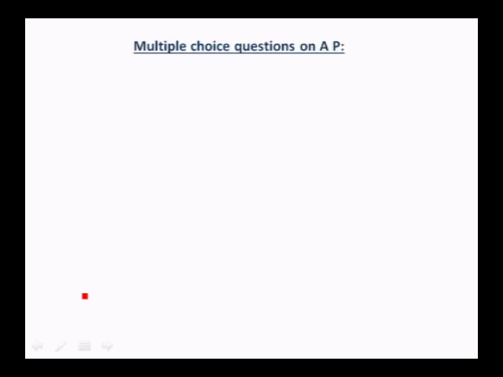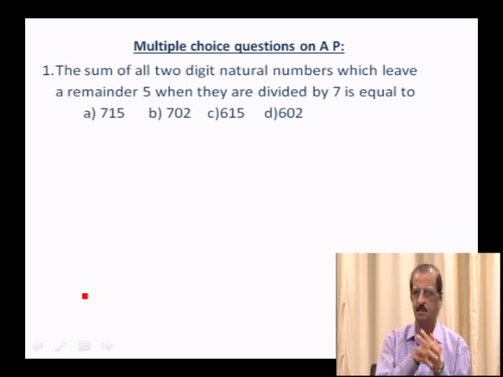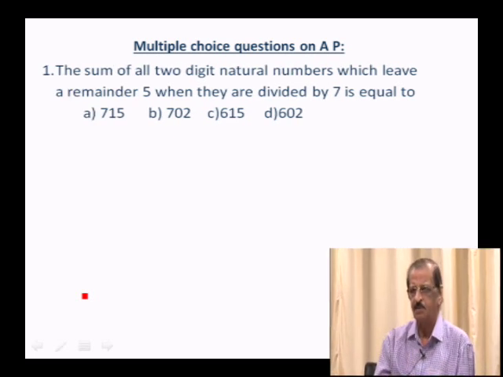So let us discuss the multiple choice questions on this AP first, one by one. Here I have a question. The sum of all 2-digit natural numbers which leave a remainder 5 when they are divided by 7 is equal to. First of all, the 2-digit natural numbers, you must start from 10, 11, 12 etc. up to 99. You must go up to 99. Out of these numbers, the first number which leaves the remainder 5 when divided by 7 is 12.